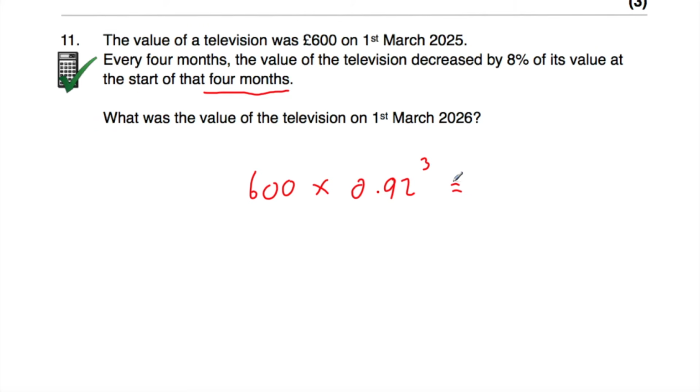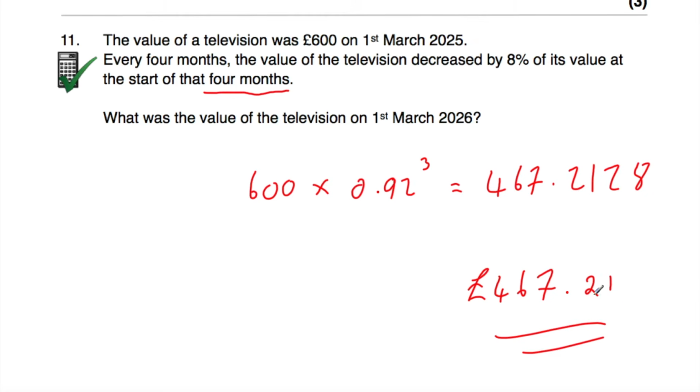So let's type that into our calculator. We've got 600 multiplied by 0.92 to the power of 3. And that's equal to 467.2128. And because we're dealing with the value of a television, I'm going to round that to the nearest penny, so that'll be 467.21. And that's it.